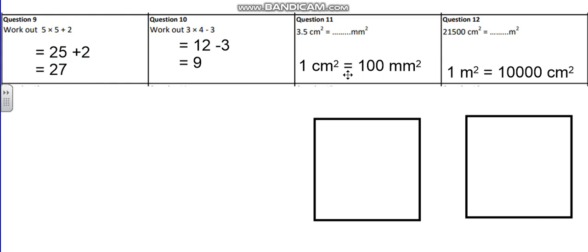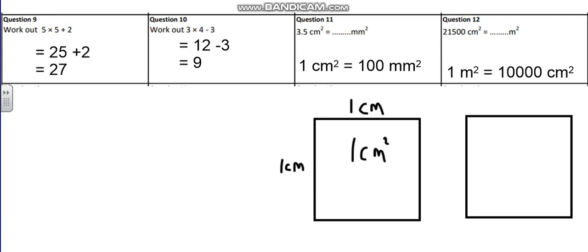I don't think we've done this for a while, so we need to make sure that we understand the equivalence ratios for centimetre squared and millimetre squared and centimetre squared and metre squared. So we know that 1 centimetre is 10 millimetres. So if I draw a square and I say, well, this length is 1 centimetre and this length is 1 centimetre, then the area of the square is 1 centimetre squared, because 1 times 1 is 1.